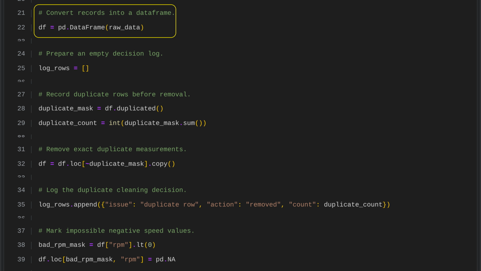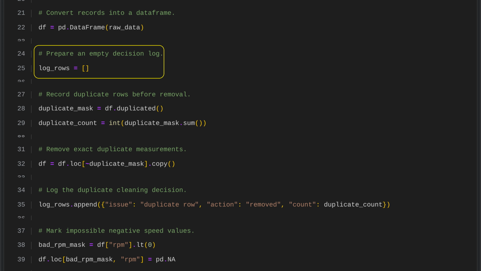The code converts raw sensor data into a Pandas data frame, organizing it into a clear table. This structured format makes the data easier to clean, process, and analyze in later steps. Begin by creating an empty log list to record each data cleaning decision. This makes the cleaning process transparent and traceable, so changes can be reviewed later along with the reasons behind them.